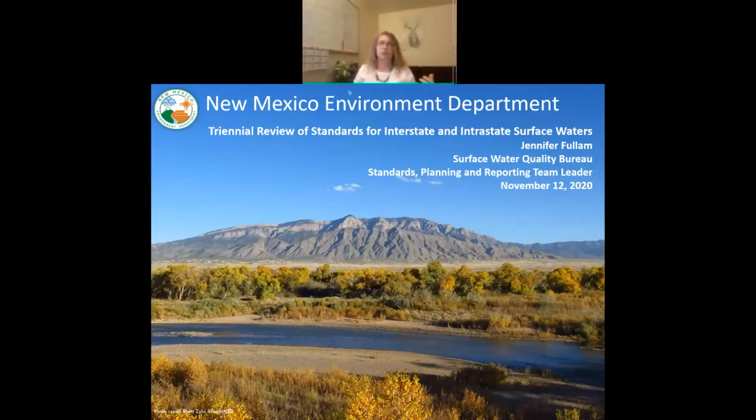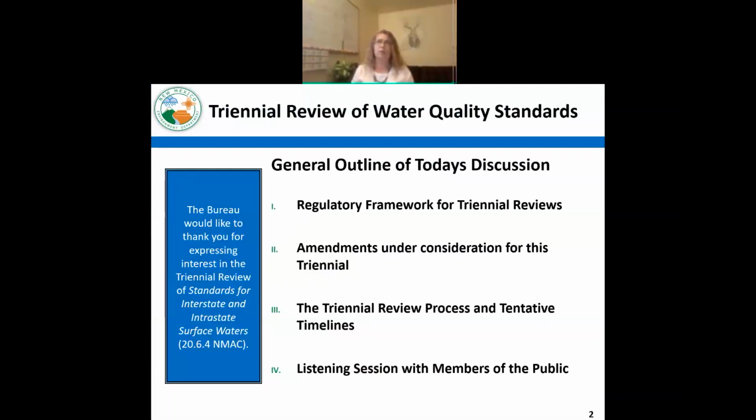So before we begin though, in order to facilitate today's discussion, there are 4 key areas that we'd like to explore with you.